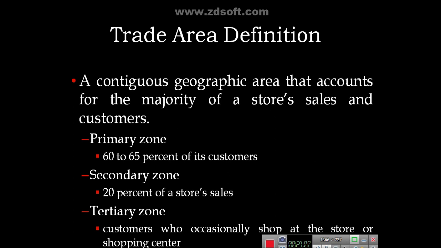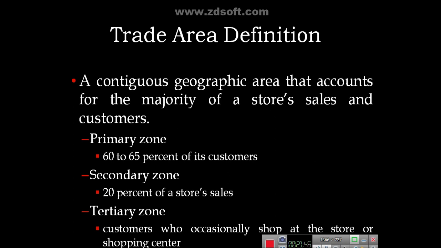Okay, say for example, the 1 kilometer radius or 2 kilometer radius surrounding a particular store can be considered as primary zone. Okay, so the customers who live in the primary zone, or within the area of 2 kilometer radius, account for 60 to 65% of its customers for a supermarket in India, for example I am saying. Then another 20% of the sales come from the secondary zone, the neighboring areas, okay, the neighboring residential areas of the primary zone.